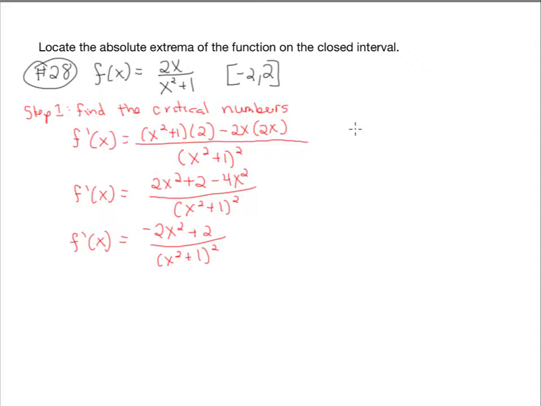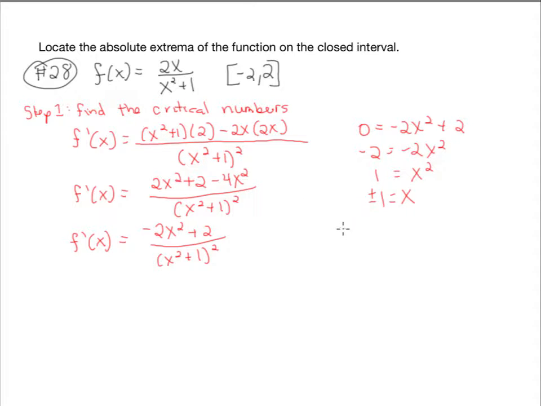Remember, a fraction is equal to 0 when the numerator is equal to 0, so we will first set the numerator, negative 2x squared plus 2, equal to 0, and solve this little equation, and we will end up that we would get x is equal to either plus or minus 1.